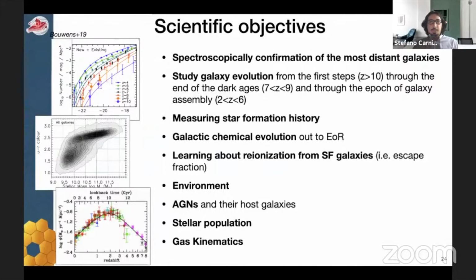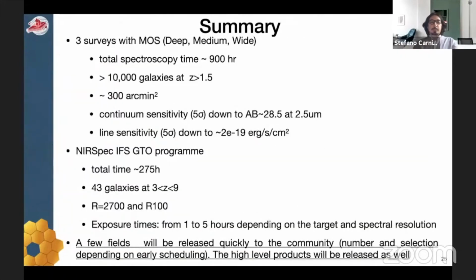So I will just go to the conclusion. We have 3 surveys with the MOS, more than 900 hours. We will observe more than 10,000 galaxies. Currently, for cycle 1, we are going to observe 43 galaxies with the IFS mode. And some of the fields will be delivered with high-quality spectra. Still, we don't know which ones, but we will deliver the list soon. Okay, thank you.